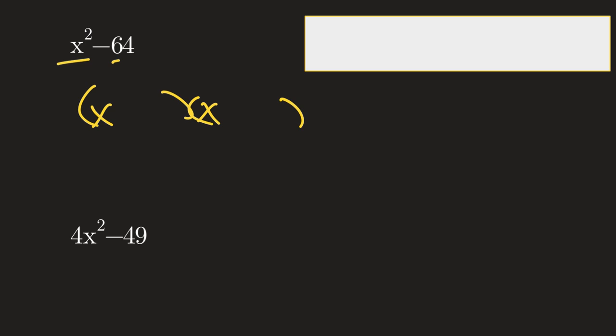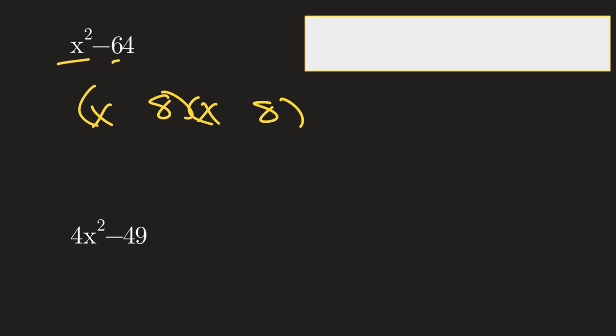64 is a perfect square number. Guys, remember what a perfect square is. A perfect square is a result of something times itself. 2 times 2, 3 times 3, 10 times 10, 12 times 12, 20 times 20. What number times itself gives us 64? 8. So 64 is going to be 8 and 8.